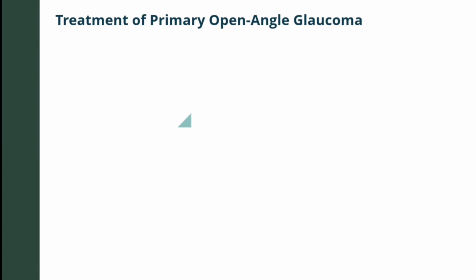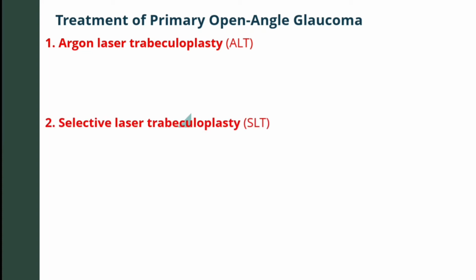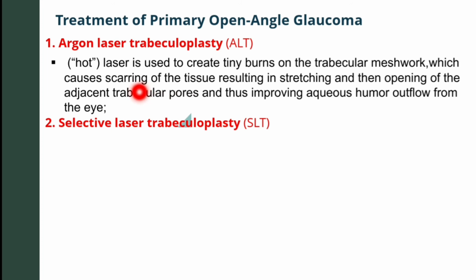Use of laser. The main ones are argon laser trabeculoplasty or ALT, and the second one is selective laser trabeculoplasty or SLT. In argon laser trabeculoplasty, this is a hot laser used to create tiny burns on the trabecular meshwork, which causes scarring of the tissue, resulting in stretching and then opening of the adjacent trabecular pores, and thus improving the aqueous humor outflow from the eye. That's argon laser, hot.